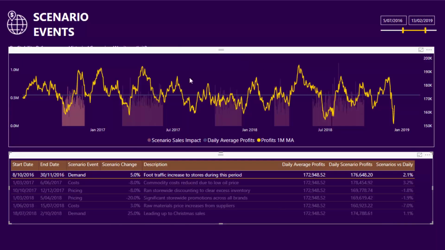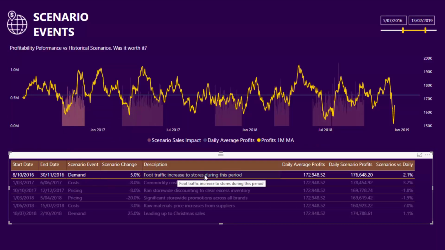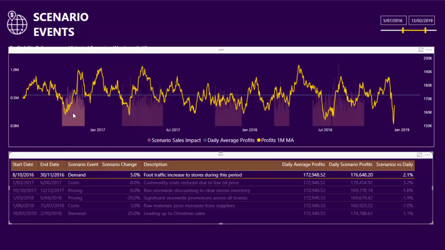Then in this visualization, I'm trying to understand, in this case it's a moving average of profits. I want to see when this occurred. So when foot traffic increased to our stores during this period, what actually happened to my profits? Okay, was there a positive impact?